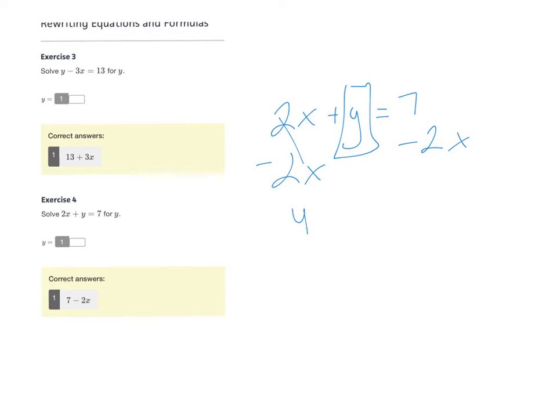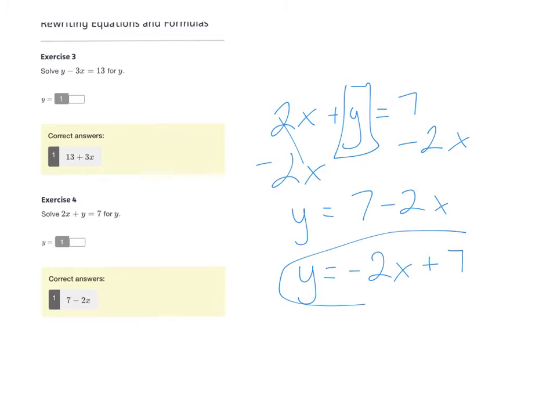So I'm going to get y equals 7 minus 2x, or y equals negative 2x plus 7. These are the same, and Big Ideas should have accepted either one of those. Exercise 5. I've got 2y minus 18x equals negative 26. And we're going to solve for y.